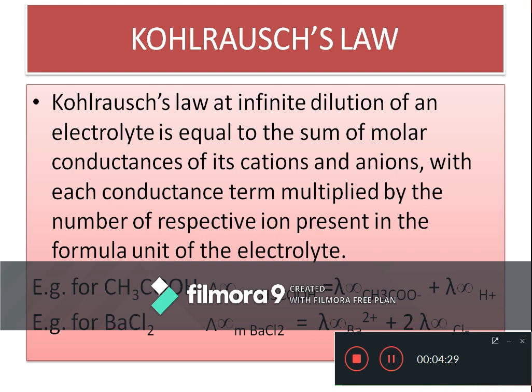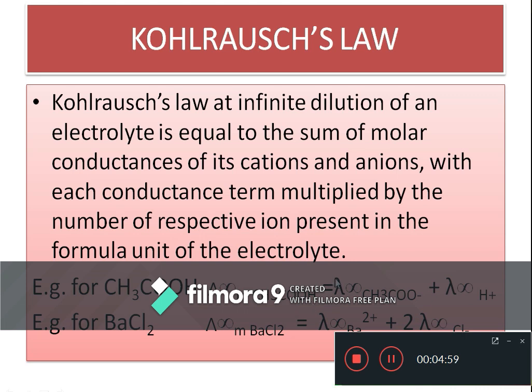What does it mean? Acetic acid will give the ions CH3COO- plus H+. It may not be completely dissociated, maybe 30%, 40%, 50%, 20%. Barium chloride will give barium ion and chloride ions. So Kohlrausch's law states that whatever ions are given, multiply by the number of ions given, and it will give the total conductance. Like the molar conductance of acetic acid at infinite dilution; here infinite means a very dilute solution.